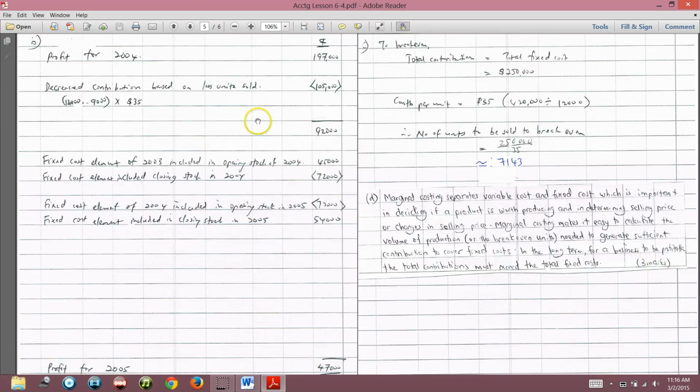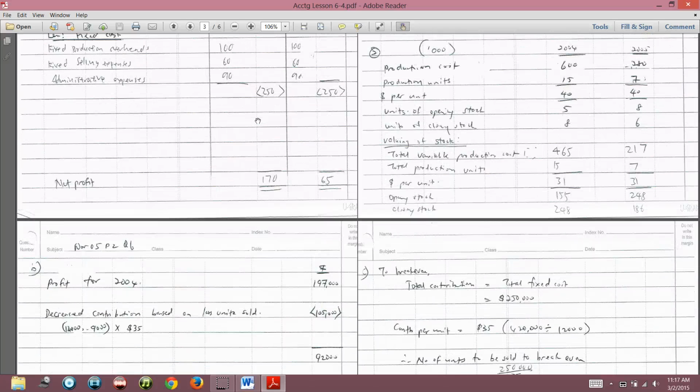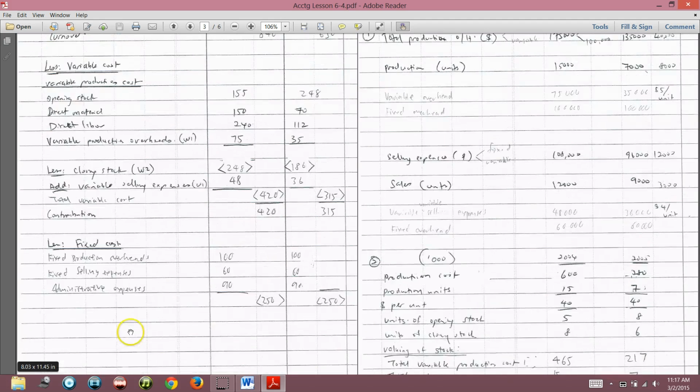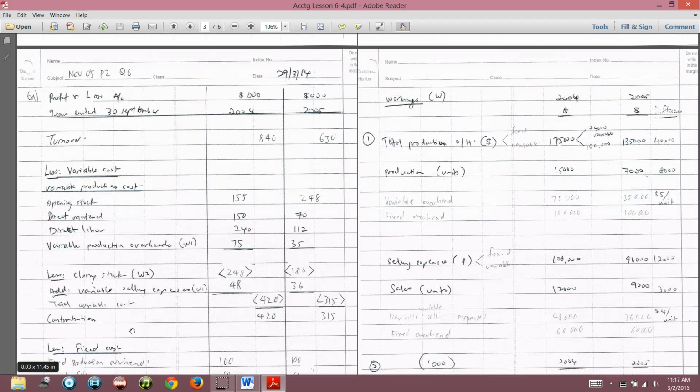One of the reasons that I can see in the question is that sales for 2004 is 12,000 and sales for 2005 is 9,000. So if sales decrease, of course your profit will decrease, so-called your contribution will decrease. So what is the contribution per unit? Okay, what is your contribution per unit? This is sales.